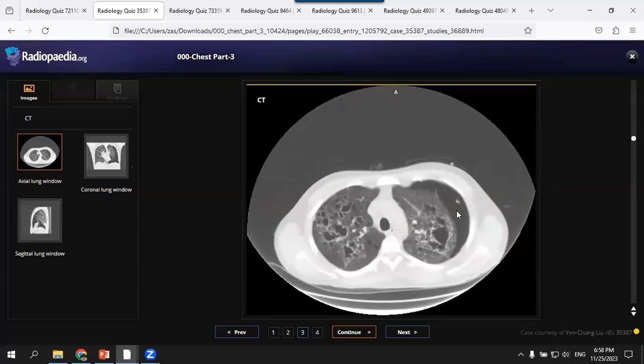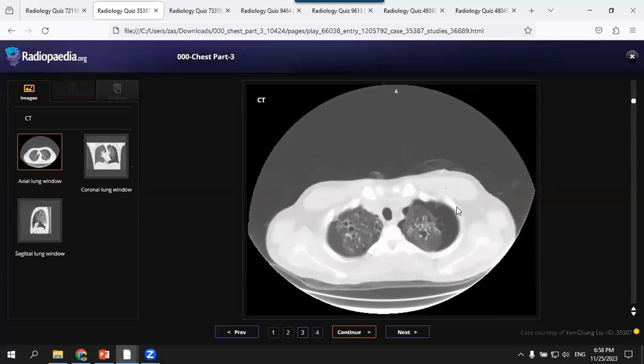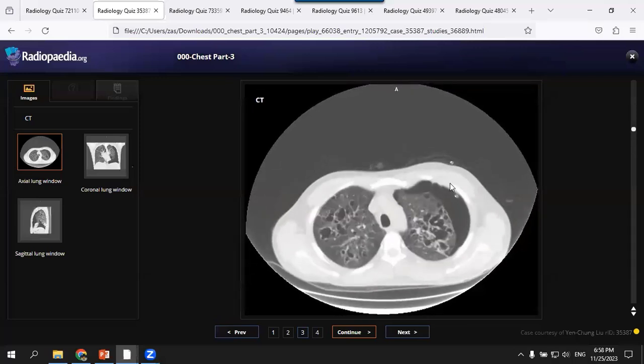Please don't forget lines and tubes, because maybe this chest tube is malpositioned in the subcutaneous tissue. You have to comment on this one.